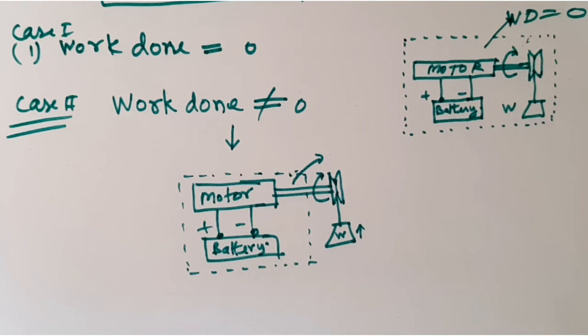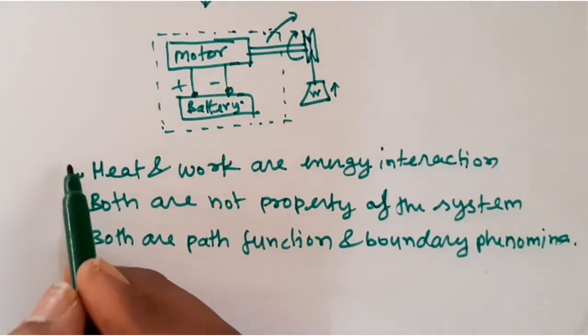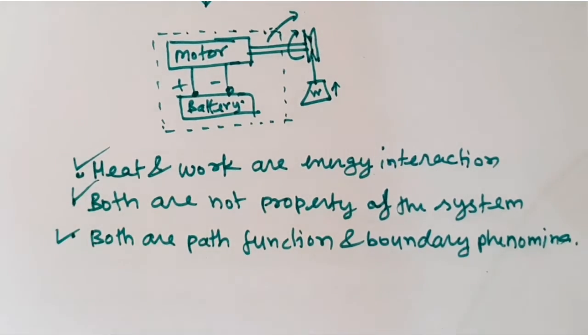Here is one more point: heat transfer and work transfer are energy interactions, and both heat and work transfer are not properties of the system. Also both work and heat are path functions and boundary phenomena. So remember these three points: 1, 2 and 3.